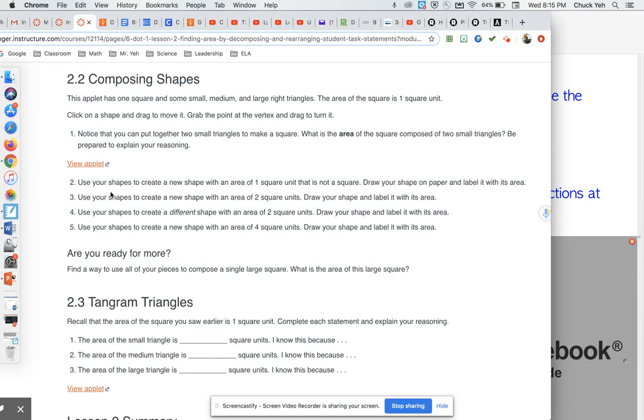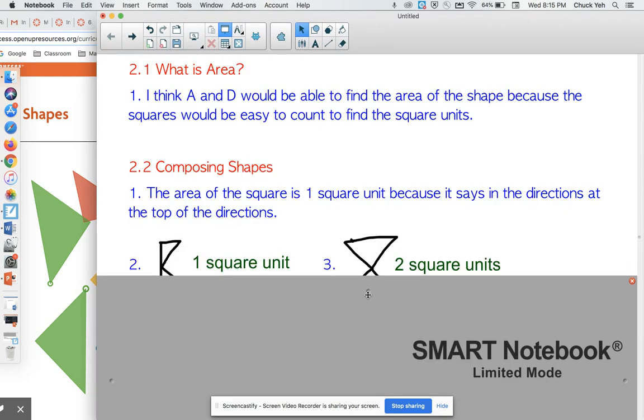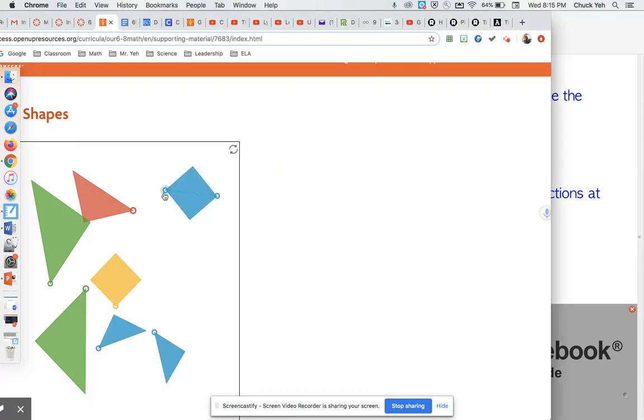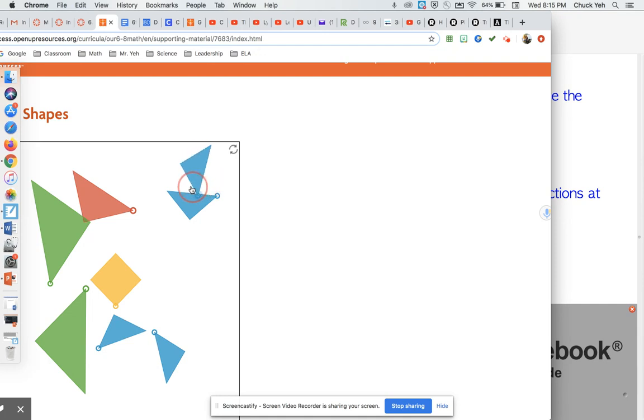Next, use your shapes to create a new shape with an area of 1 square unit that is not a square. Draw your shape on paper and label it with this area. So you're going to create a new shape with this square unit. All right. So what I did was I drew that for number 2. So basically what I did was I think I went like this. I forgot how I did it. I think I went like this, and then I went like that. I think something like this. Yeah, there it is. See?